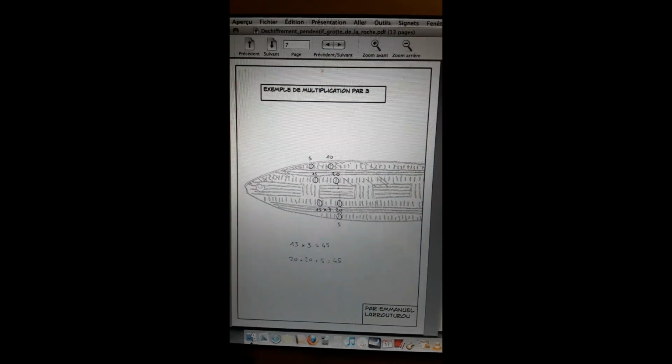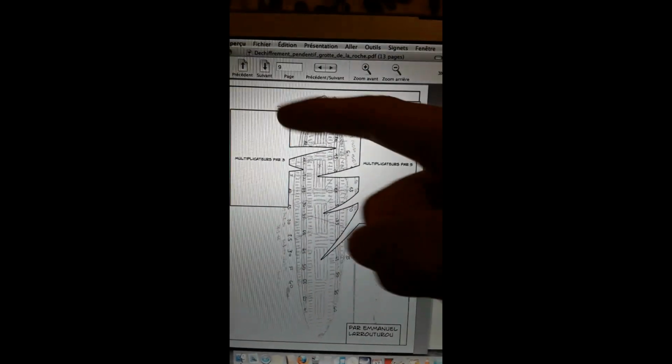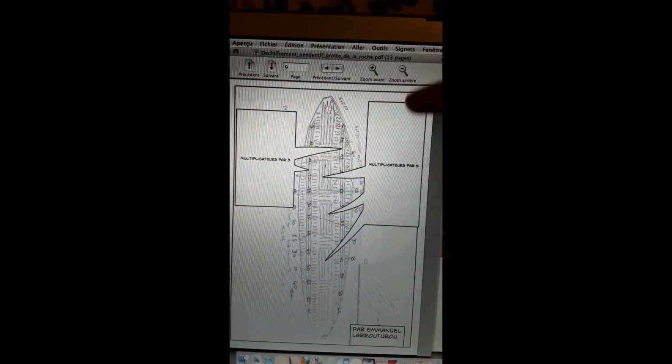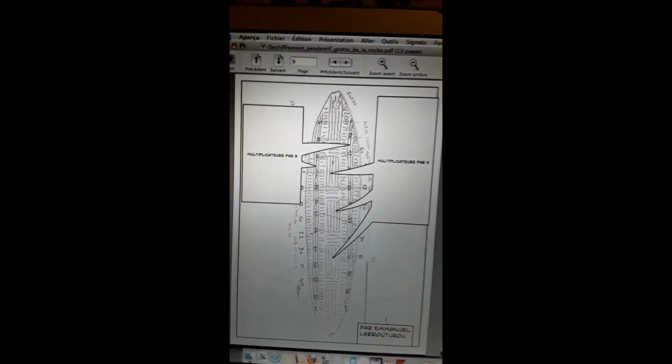It's the churinga from Lalinde. In fact, it's not really a churinga anymore. Now, it's a calculation machine and probably the most amazing calculation machine in the history of humanity. With this machine, you can calculate by 3 and by 5. You can calculate by 3 here and by 5 here.